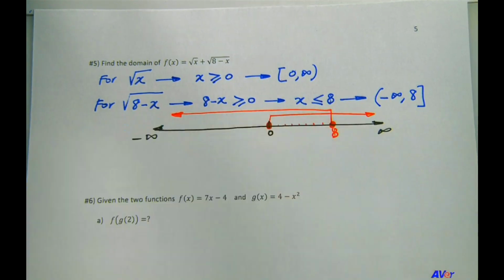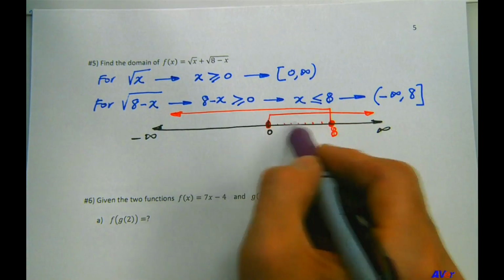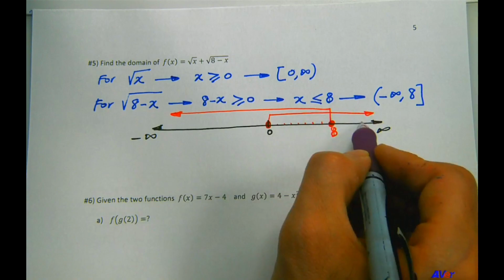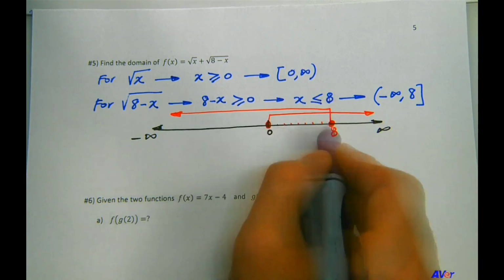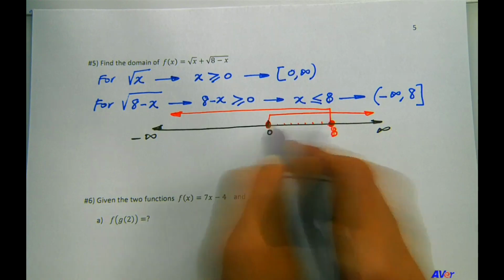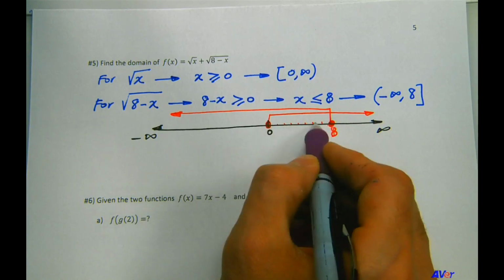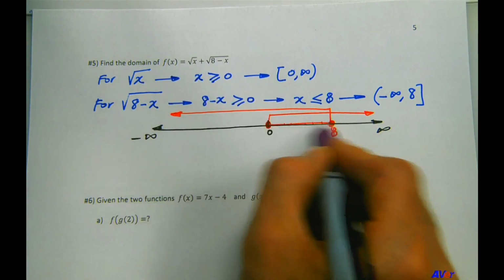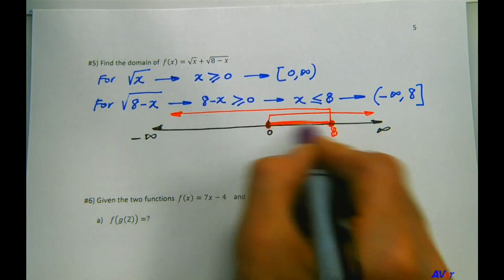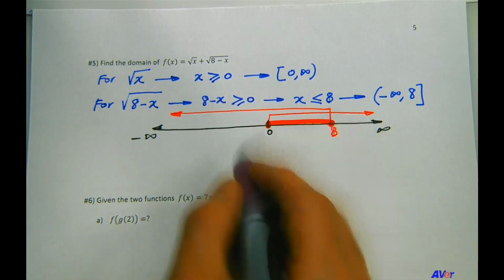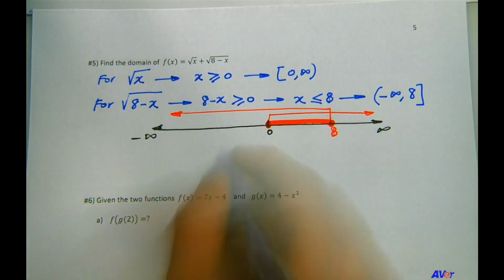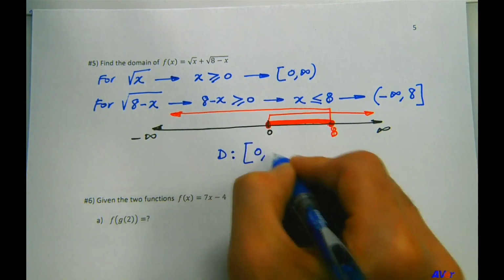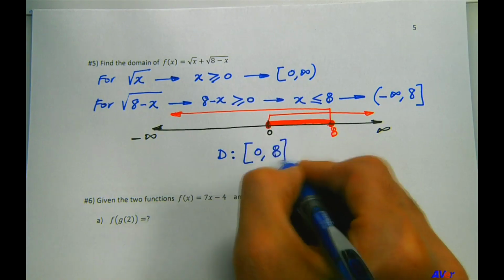That one says that's the domain, right? So where do they overlap? Because if we're here, we're not satisfying that, and if we're here, we're not satisfying that. So the only intersection, the only set of numbers that will satisfy both pieces of the function is this overlapping piece right here, right? From 0 to 8. So the final domain is bracket 0, comma 8, and bracket again.